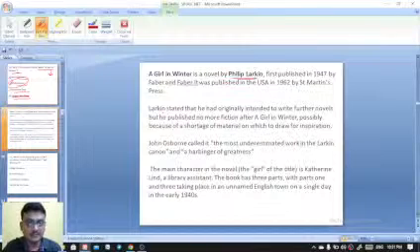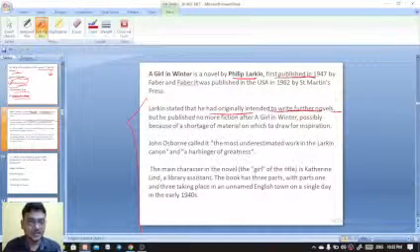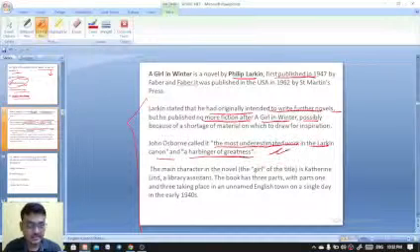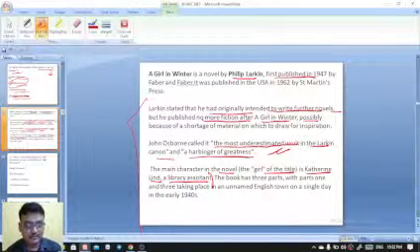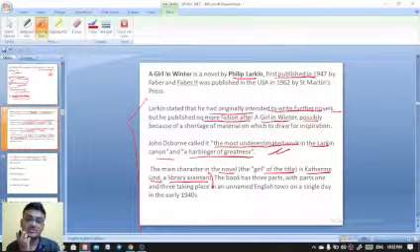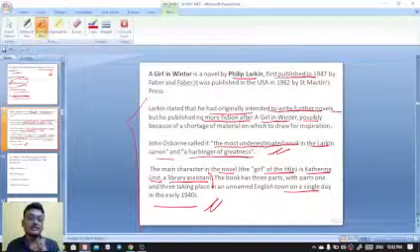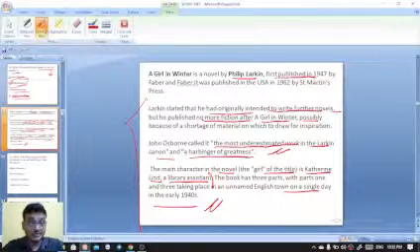A Girl in Winter is a novel by Philip Larkin, first published in 1947. Larkin stated that he had originally intended to write further novels, but he published no more fiction after A Girl in Winter. John Osborne called it the most underestimated work in the Larkin canon and a harbinger of greatness as well. The main character in the novel is the girl of the title, Katherine Lind, a library assistant. The book has three parts, with parts one and three taking place in an unnamed English town on a single day in the early 1940s. Who is the protagonist here? Katherine Lind is the protagonist here. A Girl in Winter, Philip Larkin.